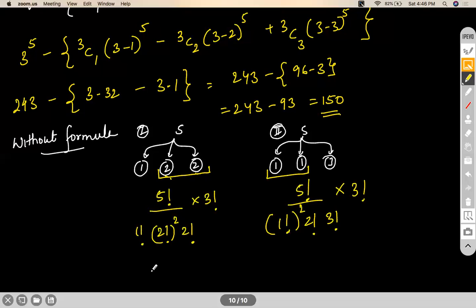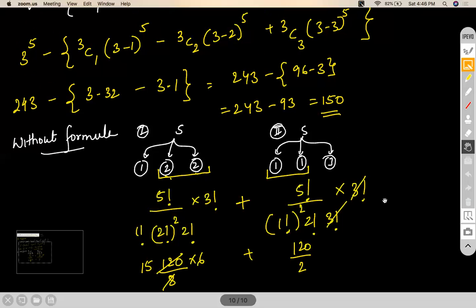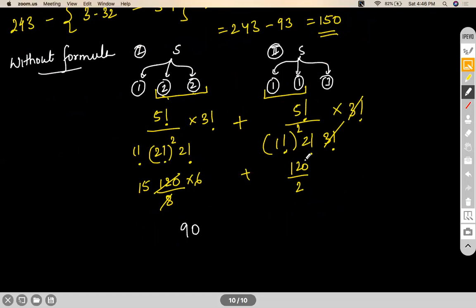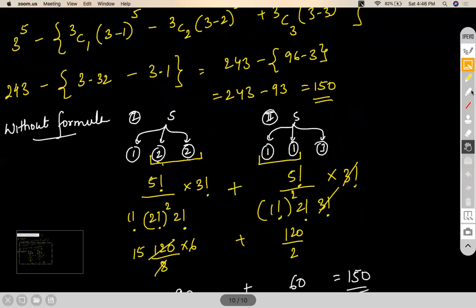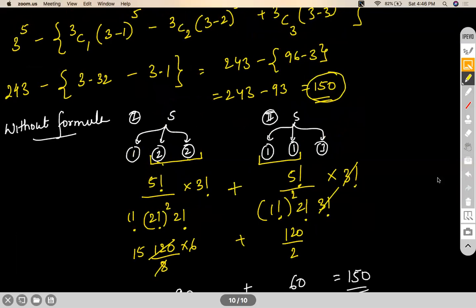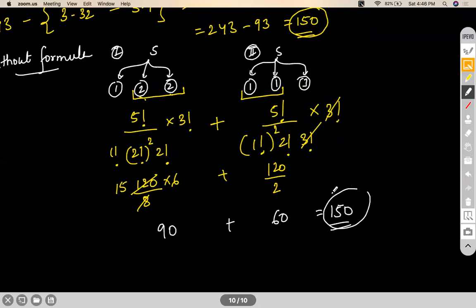Okay, let's calculate this. So my answer will be this plus this. This gives me 120 by 4 into 6, this gives me 120 by 2. So we all know that 120 by 8 is 15. So 15 into 6 will be 90, and this will be 60. So your answer will be 90 plus 60, 150. So the same thing which I had got by the use of the formula over here, I got it without the use of a formula. So there's absolutely no need for you to remember that formula.